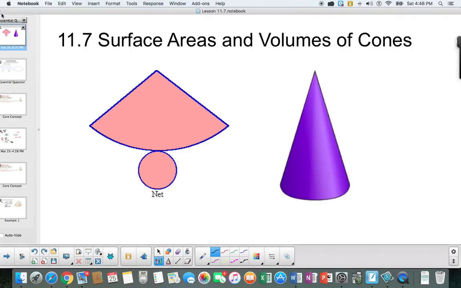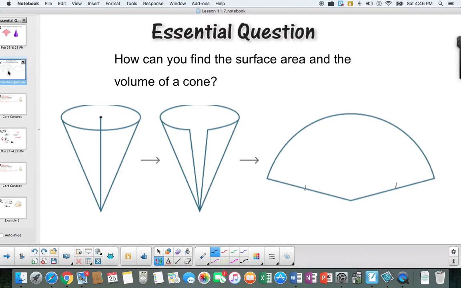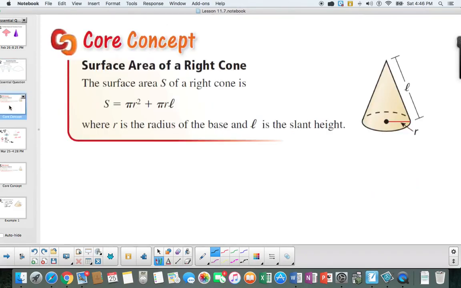11.7 Surface areas and volumes of cones. Essential question: how can you find the surface area and the volume of a cone? Let's take a look at the surface area. It has a formula that goes like this: S is equal to pi r squared plus pi r l.